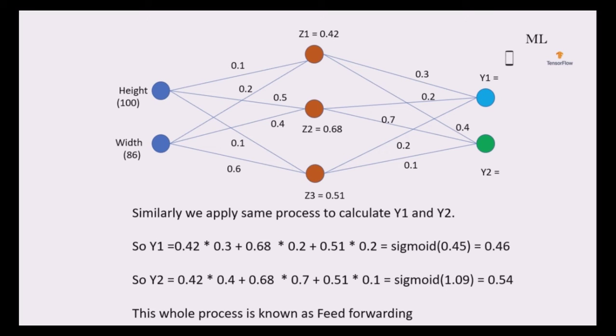So similarly, we apply the same process to calculate the value of the output layer neurons, which are y1 and y2. So y1 will be equal to the value of the neuron in the previous layer, which is 0.42 multiplied by 0.3, then the value of the other neuron 0.68 multiplied by the weight 0.2, and the value of the third neuron in the previous layer 0.51 multiplied by 0.2. Then we take sigmoid, and our result is 0.46 for y1. Similarly, we calculate the value for y2, and that value is 0.54.